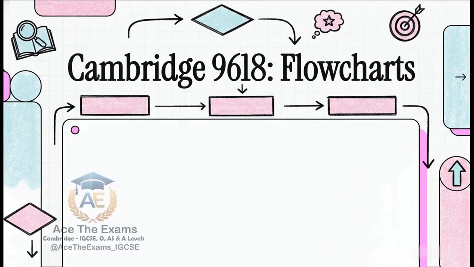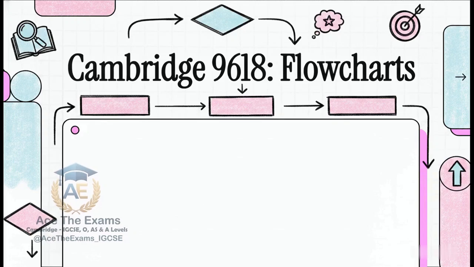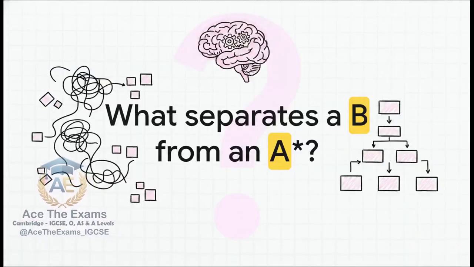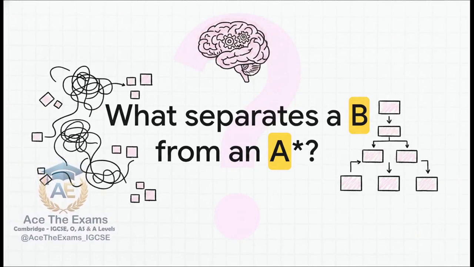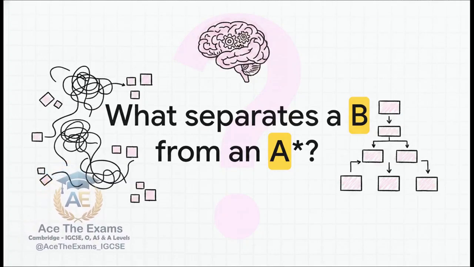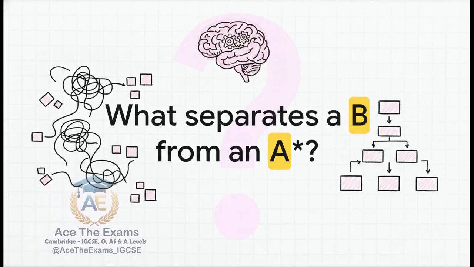We're going to take the official insights directly from the principal examiners and transform them into a clear, actionable strategy that you can actually use. So right off the bat, let's address the elephant in the room. What actually separates a B-grade candidate from an A-star candidate? Well, it's really easy to assume it's just about memorizing more code or cramming in more textbook definitions. But surprisingly, that is not what the data shows.